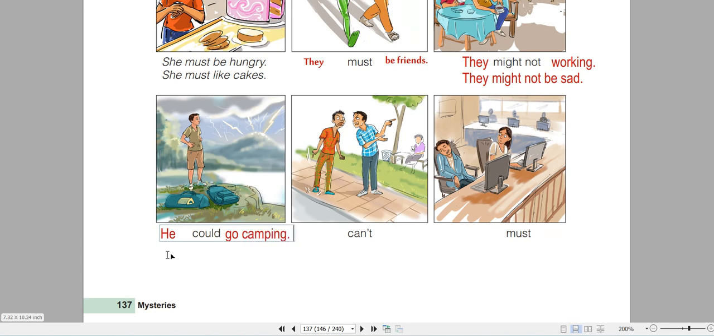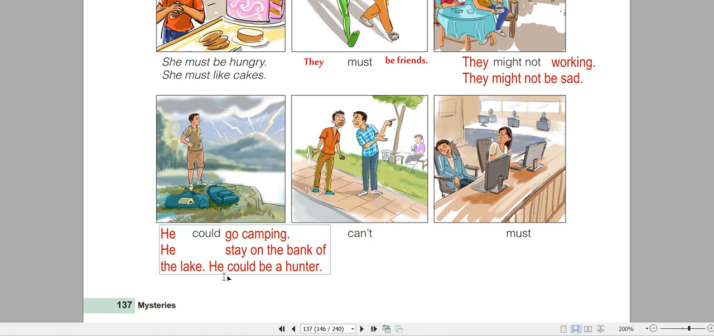Yes, he could stay on the bank of the river, on the bank of the lake, right? On the bank of the lake. Or he could be a hunter. Yeah, he could be a hunter.